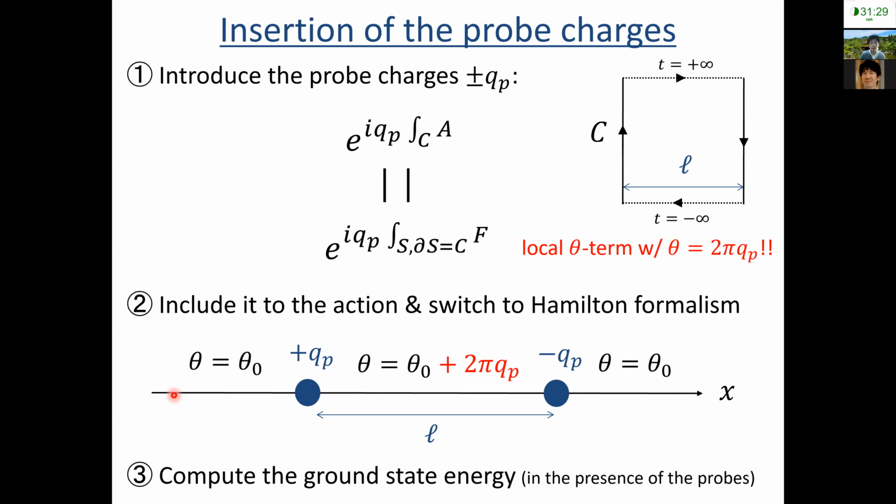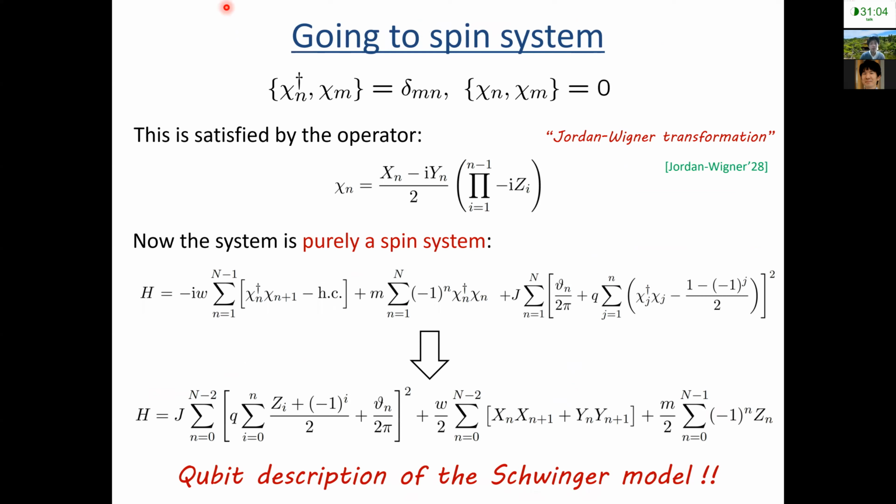Here we include the effect of the probe charge into the action and switch to the Hamiltonian formalism. So we have a spatially varying theta term like this. Then we compute the ground state energy in the presence of the probe. In this way, we can compute the potential between probe charges. Okay, if we insert probe charges, the theta angle becomes spatially changing.